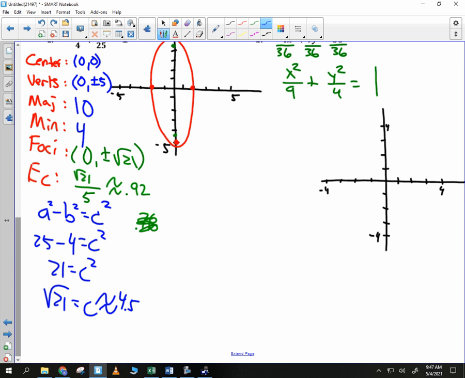All right. I want to graph it. How many units does it stretch horizontally? 3. Vertically? 2. Now, I can draw it.